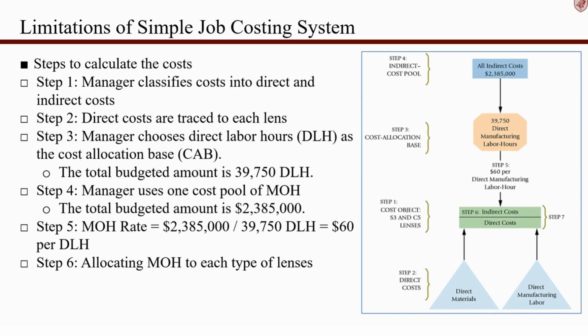In step five, they calculate the predetermined MOH rate under normal costing, right? So it will be $60 per DLH, by dividing the $2,385,000 over 39,750 labor hours. So $60 is our predetermined MOH rate under normal costing. And that is used in step six, where they allocate the MOH to each type of lens based on this predetermined rate. That is also shown here on the right-hand side graph for your reference.